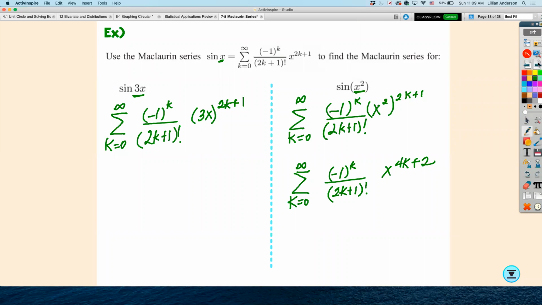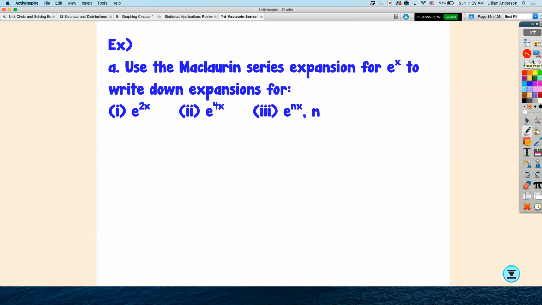All right, now let's look at one that's a tad bit more involved. We are going to use the Maclaurin series expansion for e to the x to write down expansions for e to the 2x, e to the 4x, and e to the nx, where n is an element of positive integers. Okay, so in our reference booklet, we see e to the x Maclaurin series written out for us as 1 plus x plus x squared over 2 factorial, so on and so forth.